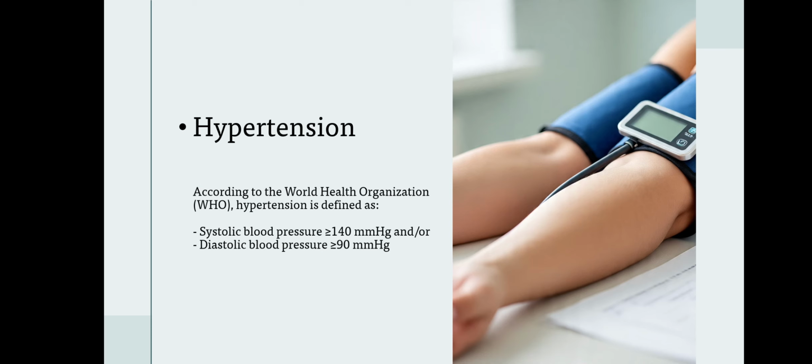So hypertension, as defined by the World Health Organization (WHO), is any systolic blood pressure which is more than 140 millimeter of mercury and/or, meaning if any one of these is present, diastolic blood pressure of more than 90 millimeter of mercury.